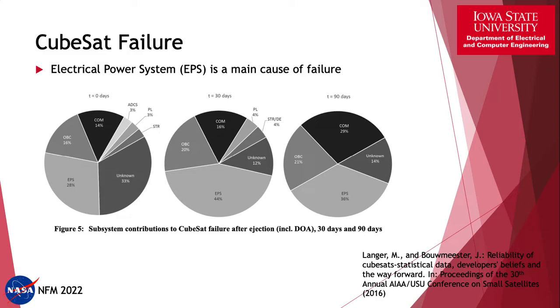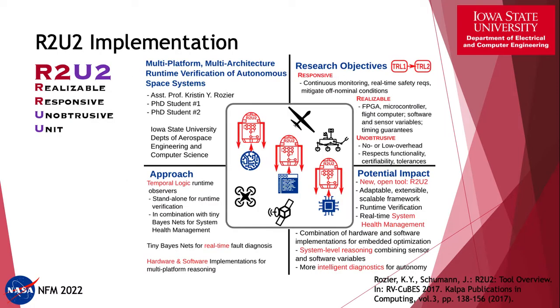One of the main reasons for CubeSat failure is a result of the electrical power system failing. Approximately 1/3 of CubeSat failures are attributed to the EPS. Therefore, we focus solely on the EPS within our research.